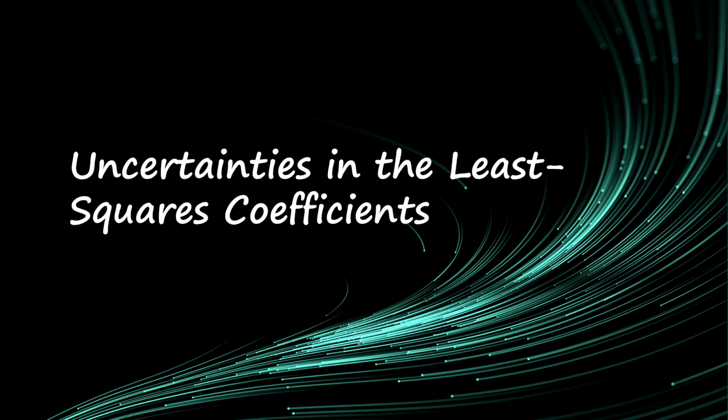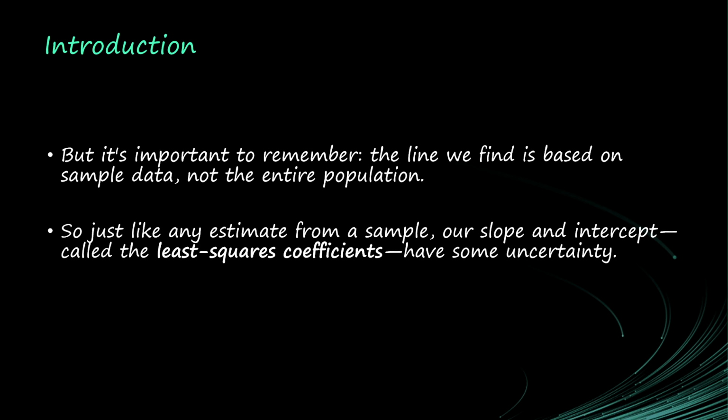So, hello everyone. Today I'll be discussing all about uncertainties in the least squares coefficients, a key topic in regression analysis. We use least squares regression to find the best fit line through a set of data points. But it's important to remember, the line we find is based on sample data, not the entire population. So just like any estimate from a sample, our slope and intercept, called the least squares coefficients, have some uncertainty. Let's break this down.